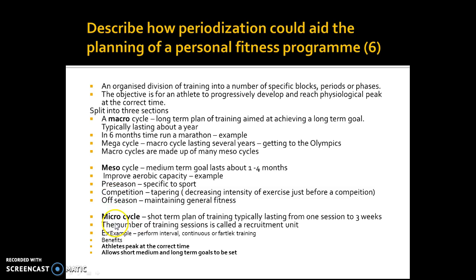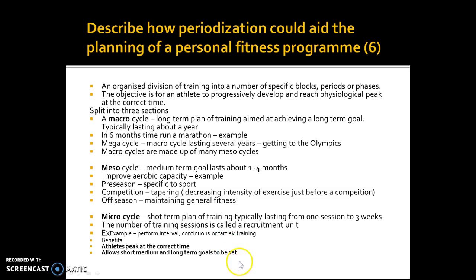Now, as a result of that, within those are microcycles, and these are the short-term goals. So they literally last from like 1 session to 3 weeks, and they can also be called a recruitment unit. So in an example of how you would do this, you perform interval, continuous, or fartlek training, because these are the training types that would allow you to improve the aerobic capacity that would be required to run a marathon. Okay, key focus of any periodization is it allows athletes to peak at the correct time, and it also allows short, medium and long-term goals to be set alongside it.